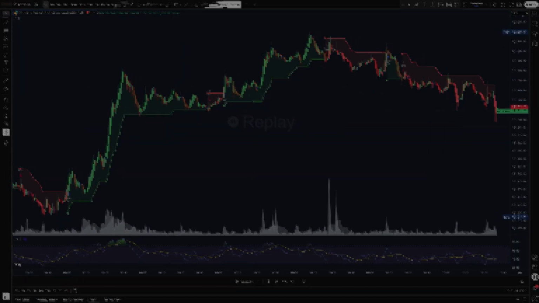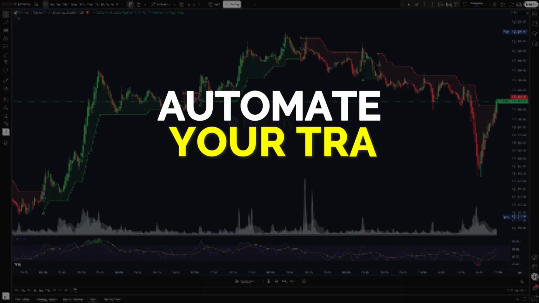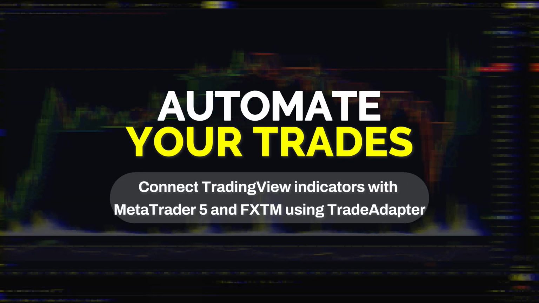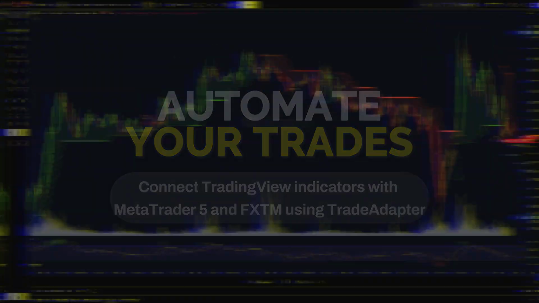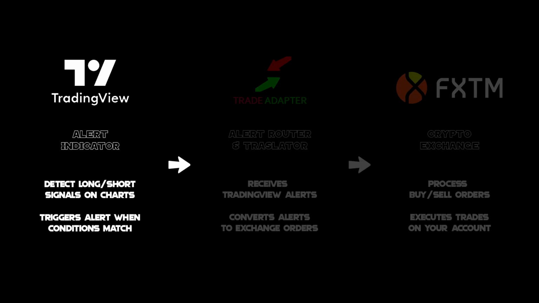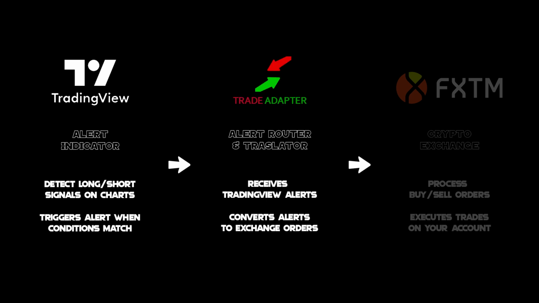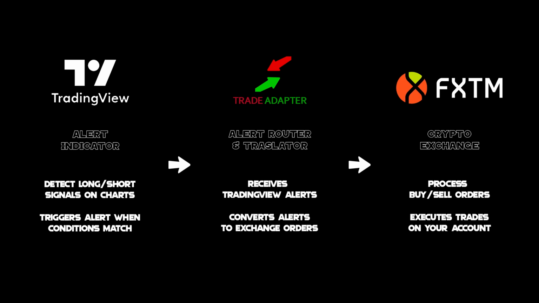Today we'll show you how to connect your TradingView strategies with MetaTrader 5 and FXTM using TradeAdapter to automate your trades. Before we start, let me show you how this works. TradingView generates the buy and sell signals. TradeAdapter receives those alerts and converts them into real orders. FXTM executes the trades directly on your account. That's the full automation flow.